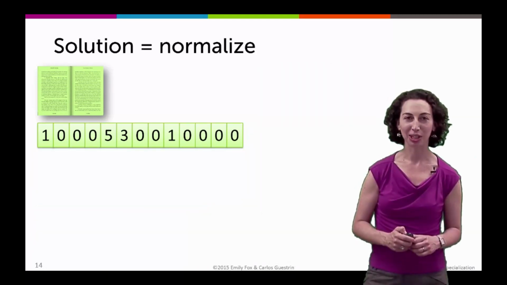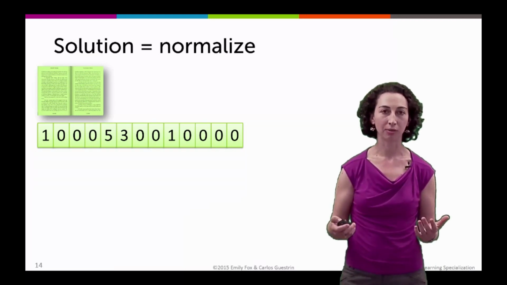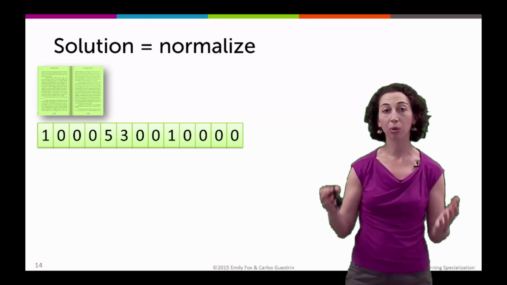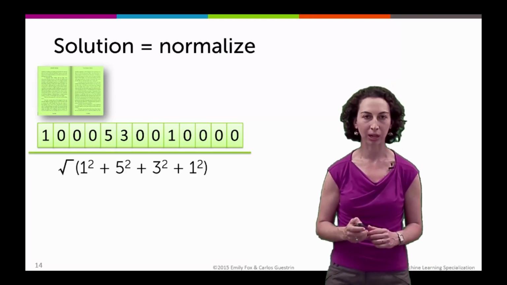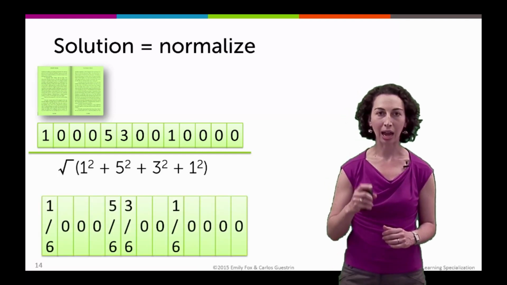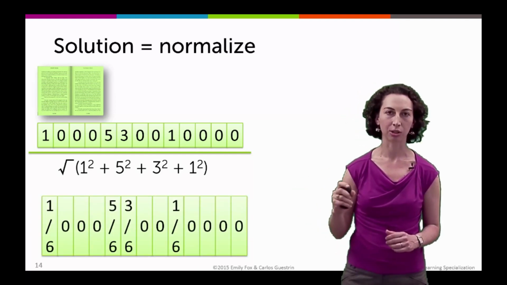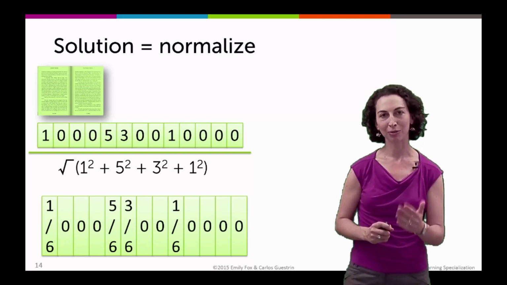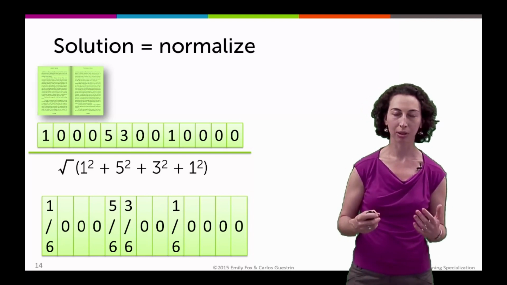So one solution is very straightforward, where we're simply going to normalize this vector. So we take this word count vector, and we're going to compute the norm of the vector. And so if you guys remember computing the norm of a vector, we simply add the square of every entry in the vector and then take the square root. So in this case, we have the square root of 1 squared plus 5 squared plus 3 squared plus 1 squared. And that happens to be the number 6.